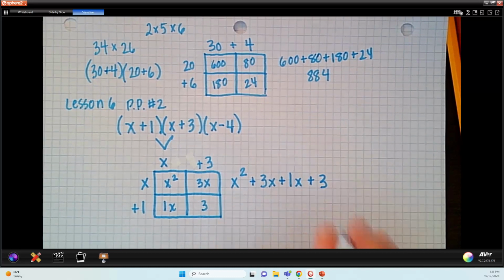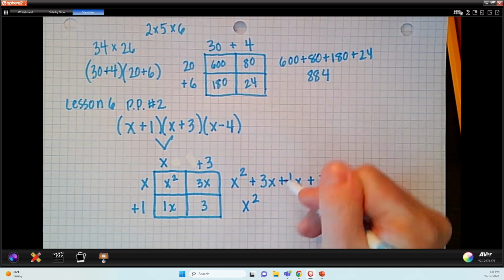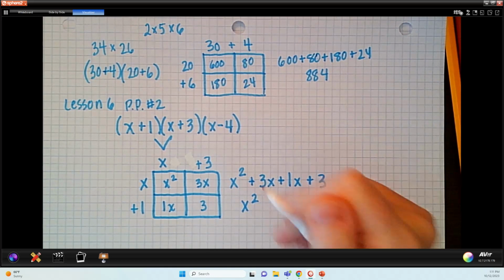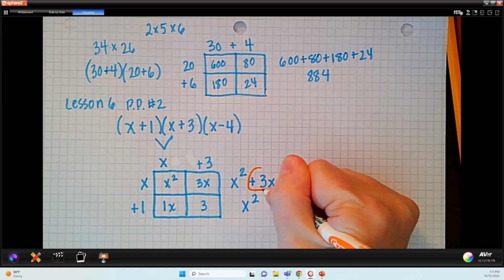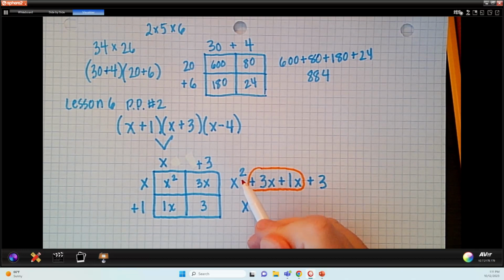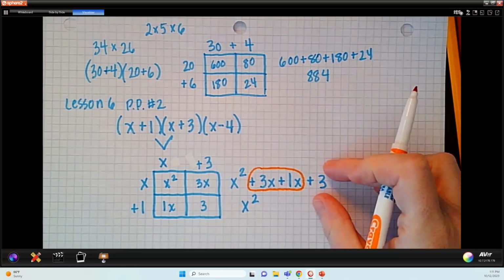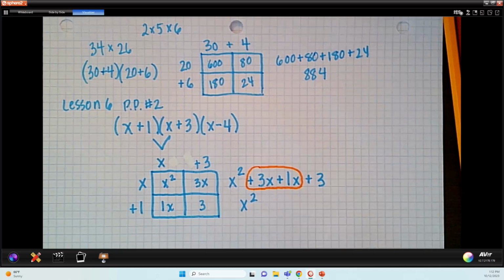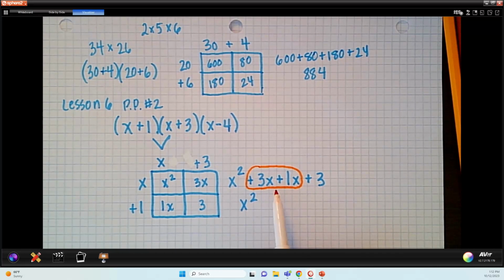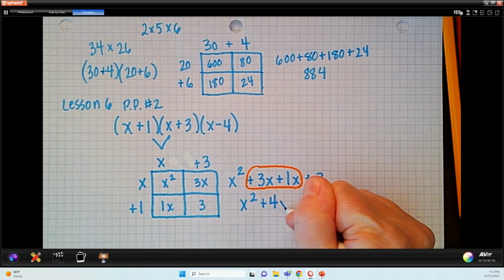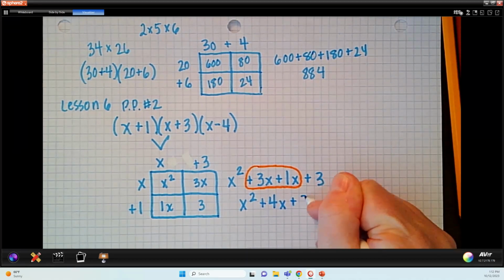Okay, so I have my x squared. I can combine like terms. So I'm just going to show you that these are like terms right here: positive 3x and a positive 1x. I can't combine my x squared because it's a separate term. I can't do anything with my 3 because that's a separate term. There's no variable. But I can add these two together. So my 3x plus my 1x becomes a positive 4x and a positive 3.